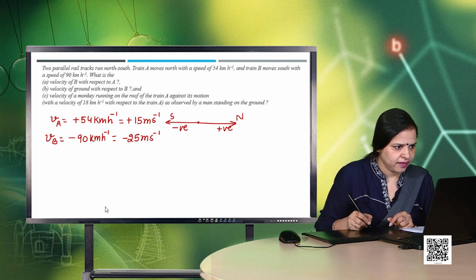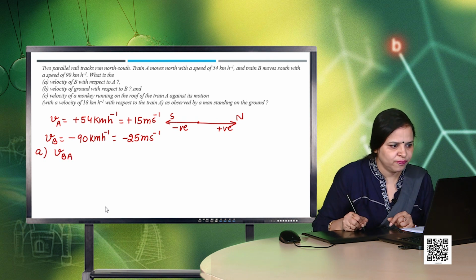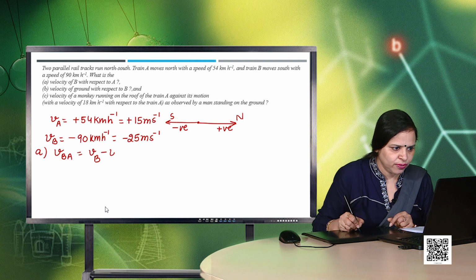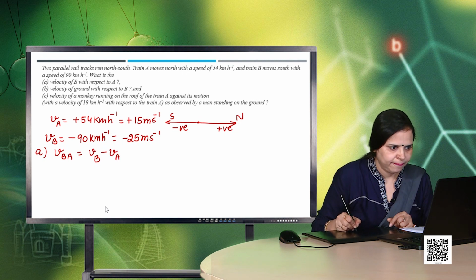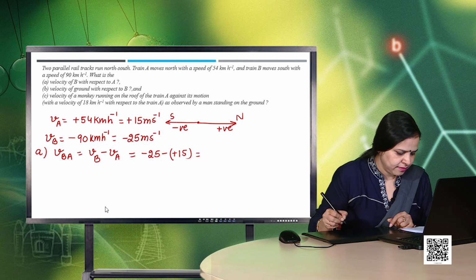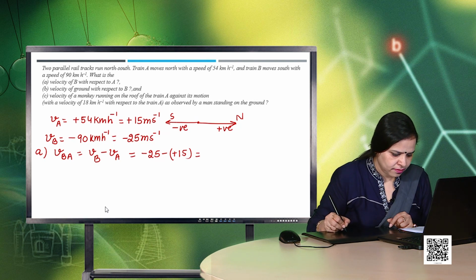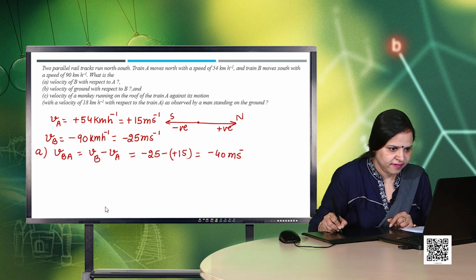Now, let us see what we need to find out. In the first part, we need to find the velocity of B with respect to A, that is, the velocity of B relative to A. So, we know that the velocity of B relative to A is VB minus VA. So, VB is minus 25, minus the value of VA, which is plus 15. On solving this, we get the answer as minus 40 meters per second.